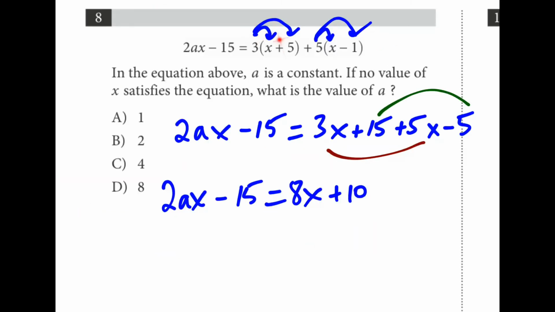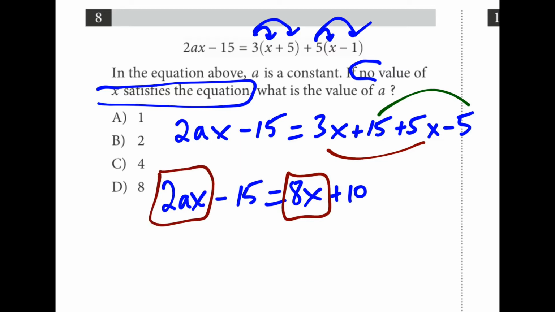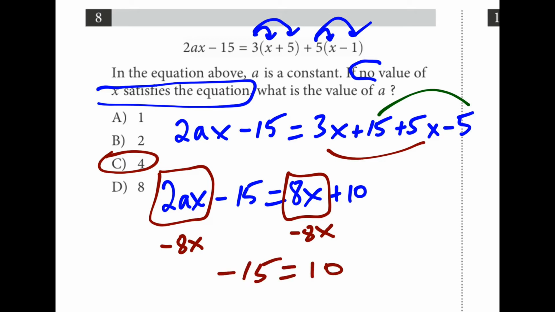For number 8, I'm going to distribute the 3 and the 5 and combine the like terms, and I end up with 2ax minus 15 is equal to 8x plus 10. And they tell me that no value of x satisfies the equation. And what that means is this 8x has to be equal to 2ax. So 2 times what is 8? And the answer is 4. So then if we subtracted 8x, for example, from both sides, we would get that negative 15 is equal to 10, which is a false statement, so there's no solution.